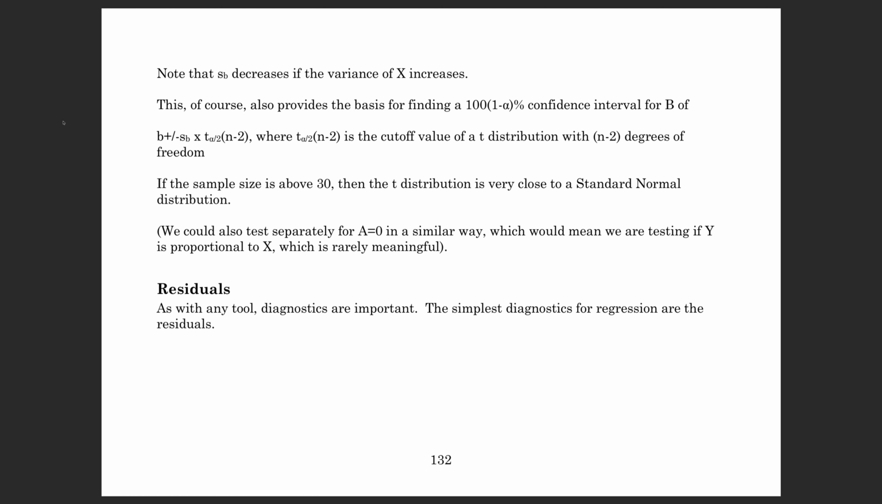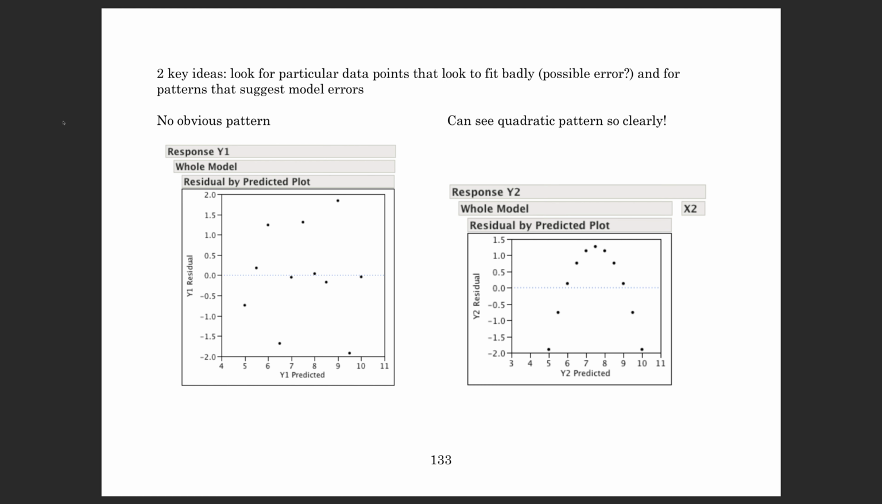So, as I mentioned just now, from those three plots, diagnostics are very important. And the simplest and most important diagnostics for regression are the residuals. The idea is that by plotting the residuals, we can get some idea whether there is an error in our model or in our data set. So we're going to go back and look again at our examples to see what they show.